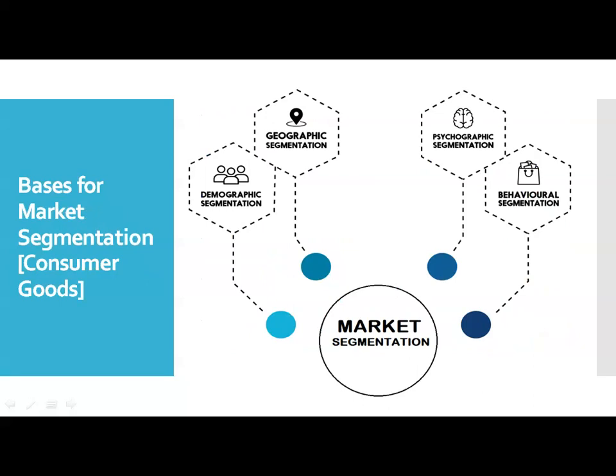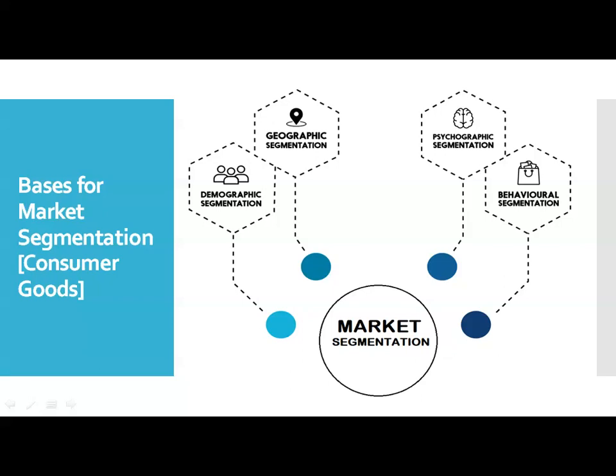Then next is basis for market segmentation. Here we are considering marketers or consumer base, so only for consumer goods or consumer products. Market segmentation base can be demographic segmentation, geographic segmentation, psychographic segmentation, or behavioral segmentation. So there are four bases for market segmentation. I will repeat: demographic, geographic, psychographic, and behavioral.